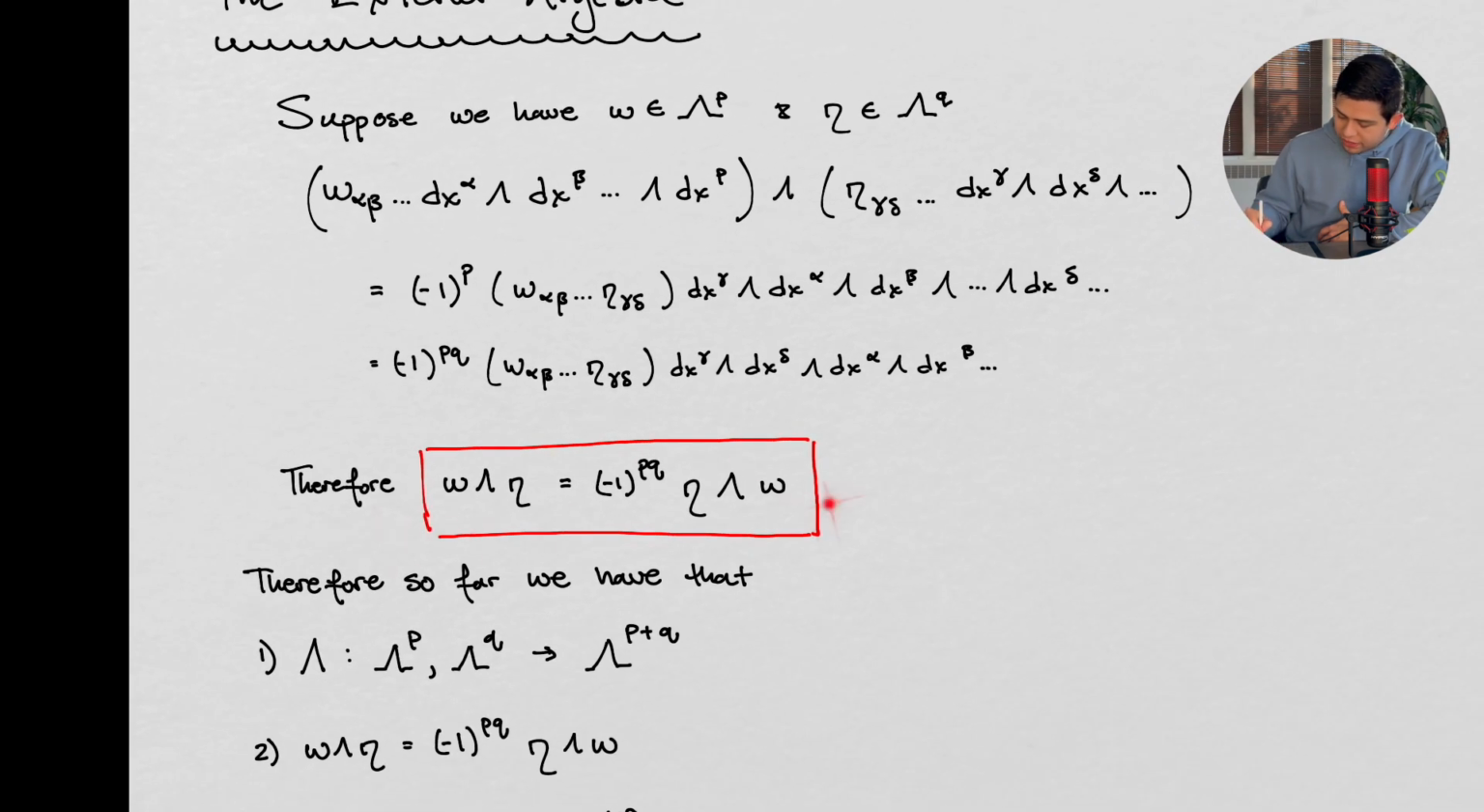So therefore we have this identity that whenever we wedge two things together, whatever forms they are, that's going to tell us what factor of a negative sign we put out in front.